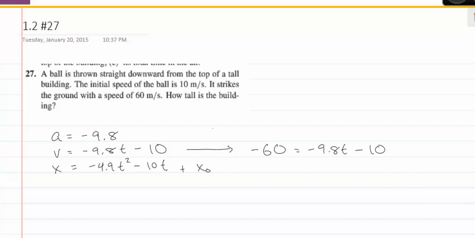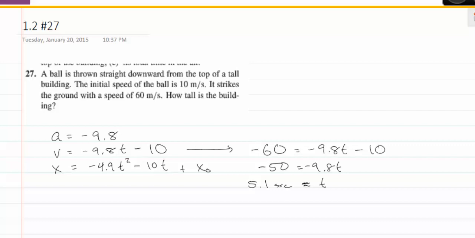I'll add the 10 over. I'll divide by negative 9.8. So 50 divided by 9.8 is about 5.1 seconds. And that is rounded. Okay, so we hit the ground at 5.1 seconds.